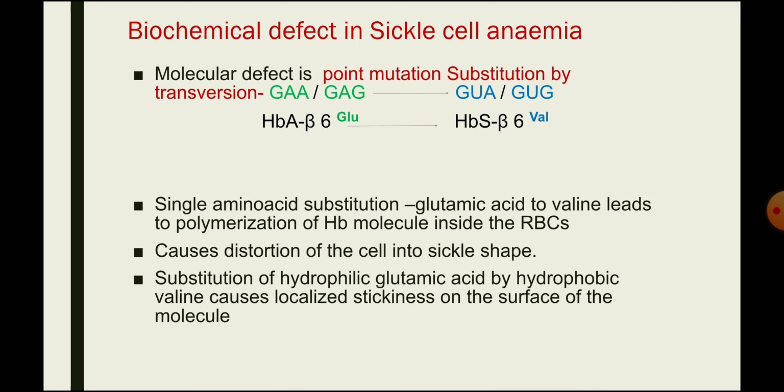This causes distortion of the cell into a sickle shape. You have studied sickle cell anemia in detail, and you may know that in the deoxygenated state, there will be a protrusion on one side and a cavity on the other side. That causes the stickiness. So always in the deoxy state, the hemoglobin forms polymerized molecules, which cause the distortion of the RBCs into a sickle shape. So the substitution of hydrophilic glutamic acid by hydrophobic valine causes localized stickiness on the surface of this hemoglobin molecule.